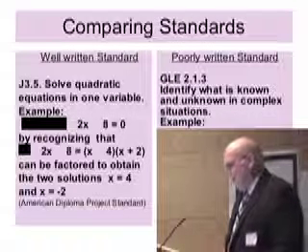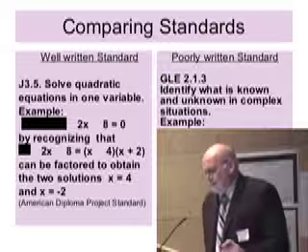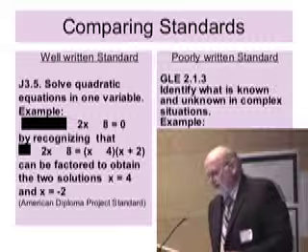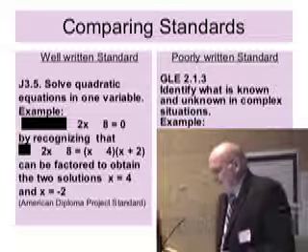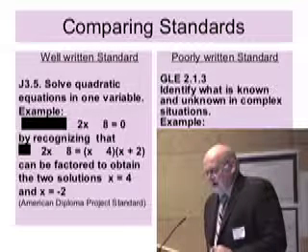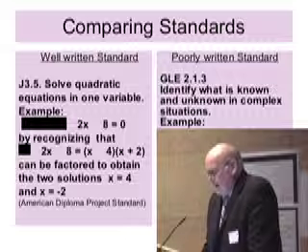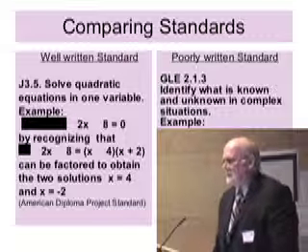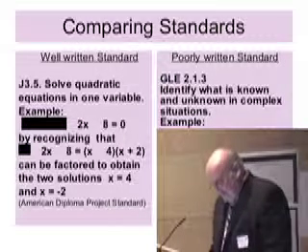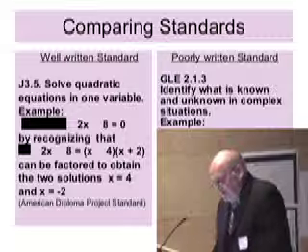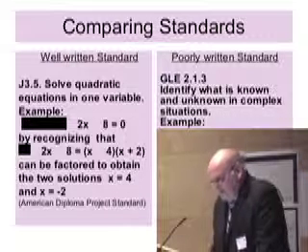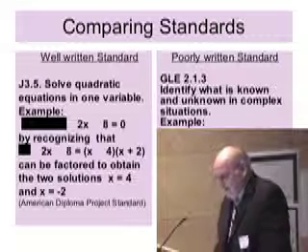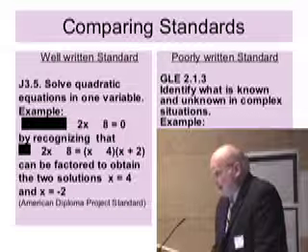And the example is part of the standard. It says solve x squared minus 2x minus 8 equals 0 by recognizing that x squared minus 2x minus 8 equals the product of two binomials, x minus 4 and x plus 2, and can be factored to obtain two solutions, x equals 4 and x equals minus 2. Now, to a math teacher, that is a very clear standard. They will know exactly what they should teach, what target they're aiming at, what the student is supposed to learn, and more importantly, there's no doubt what kind of question would be on an assessment of that kind of standard.